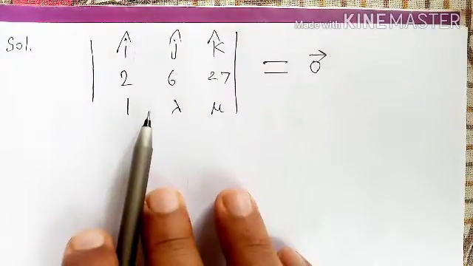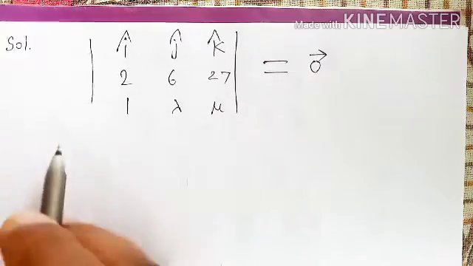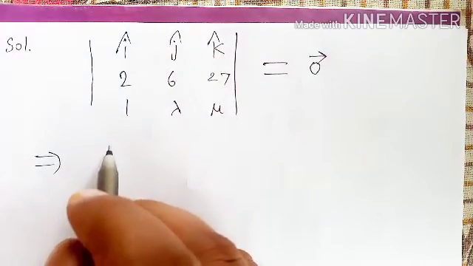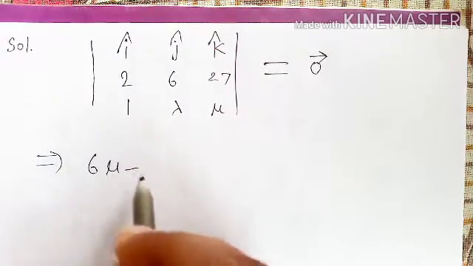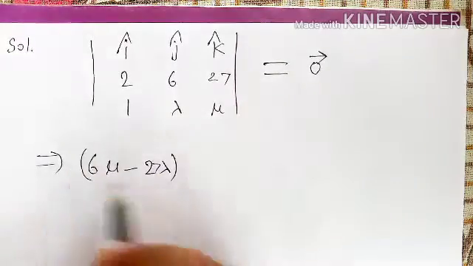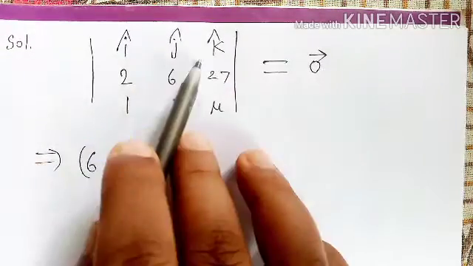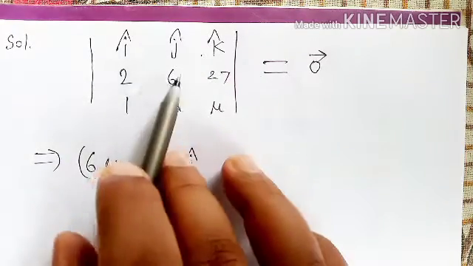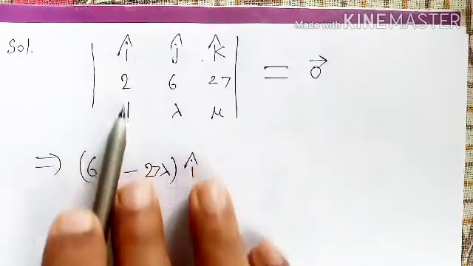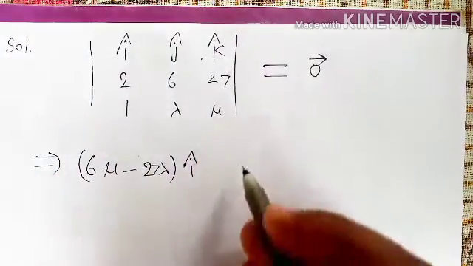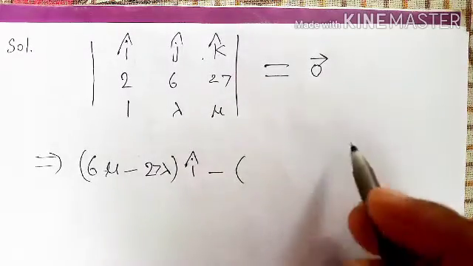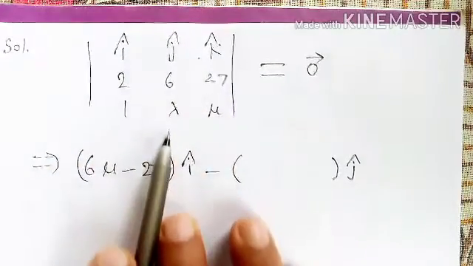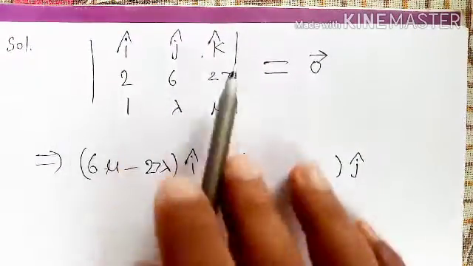So we have this one. Now we can write it as 6 mu minus 27 lambda i cap. Here we expand along the first row, so for i cap, the first row and first column are hidden. Next we write minus j cap, and here the first row and second column are hidden, then we have 2 mu minus 27.